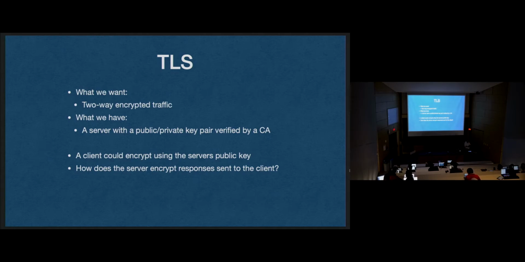The problem is all we have is a public-private key pair that the server has that's verified by a CA. We didn't get to the CA content last time. I actually put it towards the end of this lecture. So we'll talk exactly about what a CA does. But a CA verifies your public key, is the TLDR of it. So we have a server with a public-private key pair, which means that the client can send encrypted traffic to the server.